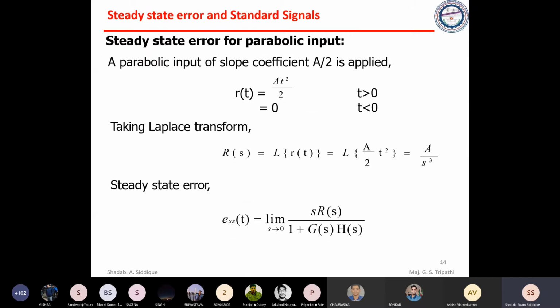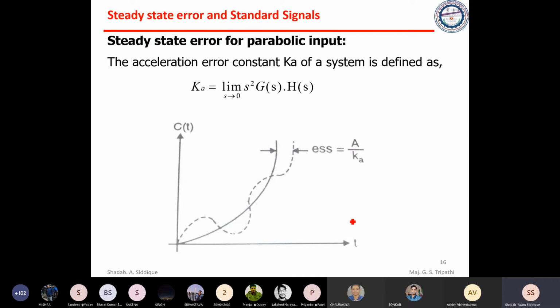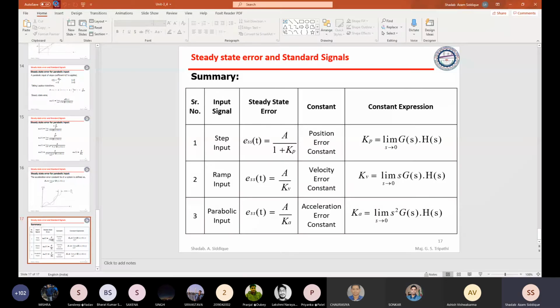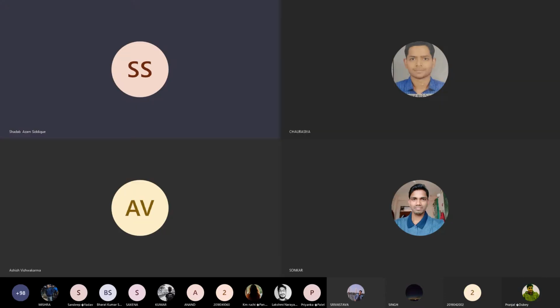See, from now onwards, if we have r(t) as At square, we will take it in the form At square by 2, and then we will deal with it. Then we will find the response or the steady state response of the system. Then we will deal with this Kv, Ka formula. Otherwise, it will be wrong. So we'll see the problem. I hope this is clear. Okay? Yes, sir. Okay, so now let me.